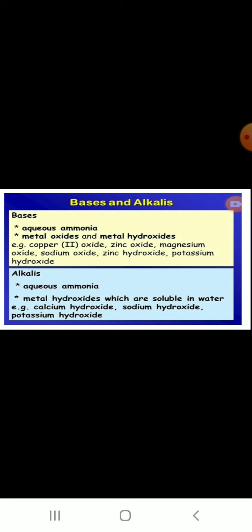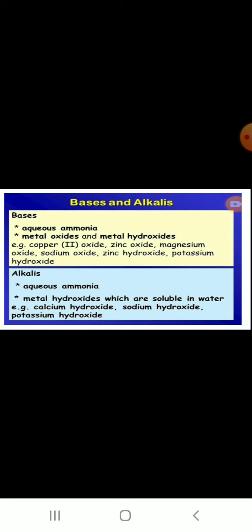Next come the bases, the alkalis. Usually bases and alkalis are said to be one and the same, but there is a slight difference we can see between bases and alkalis. Bases are aqueous ammonia, metal oxides and metal hydroxides. Examples: copper(II) oxide, zinc oxide, magnesium oxide, sodium oxide, zinc hydroxide, potassium hydroxide come under bases.